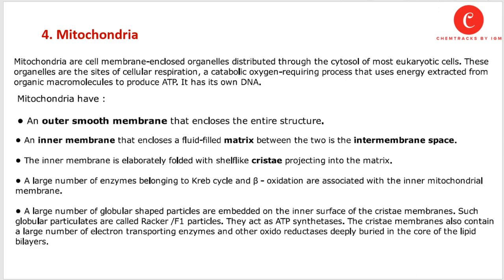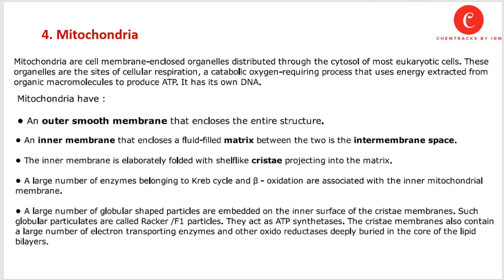The fourth most important organelle is mitochondria. Mitochondria are membrane-enclosed organelles distributed through the cytosol of most eukaryotic cells. We have studied eukaryotic cells in our last lecture. These organelles are the sites of cellular respiration, a catabolic process. What is cellular respiration? Cellular respiration is a catabolic, oxygen-requiring process that uses energy extracted from organic macromolecules or food molecules to produce ATP.